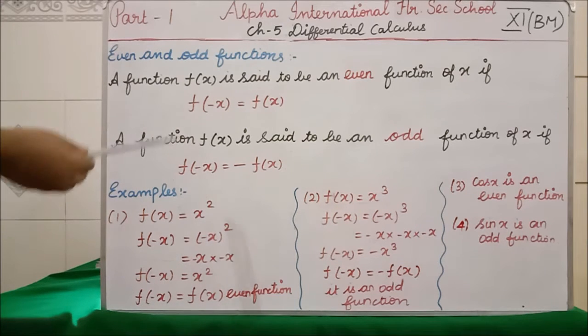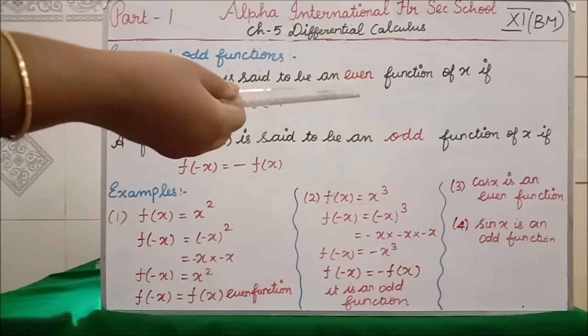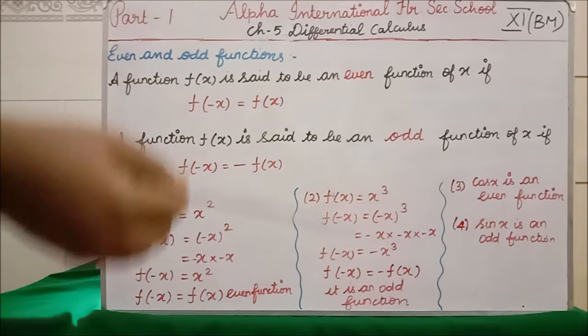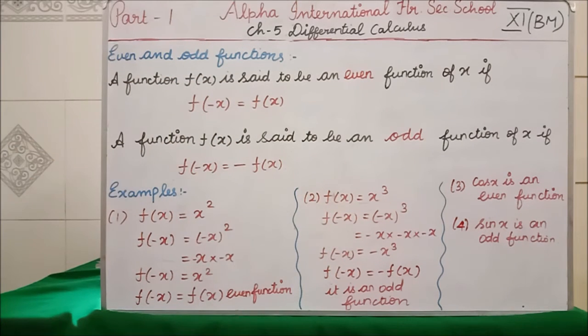A function f of x is said to be an odd function of x if f of minus x is equal to minus f of x. Clear? For even and odd functions, wherever you have x, you have to put minus x there. For both even and odd functions.